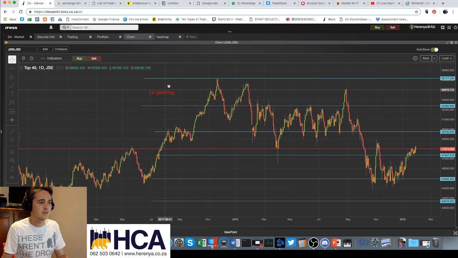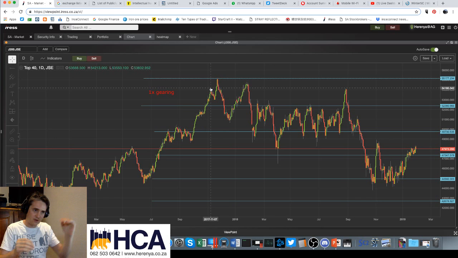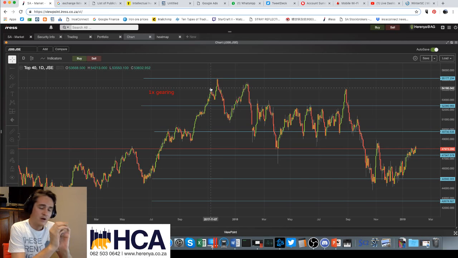1 times gearing. So if the market is trading between these two levels from the high, you measure from the high down 5%. In that first 5% down, you are allowed to take as much risk as you have money in your account. Okay? So what this means is you might have to adjust the way that you trade.